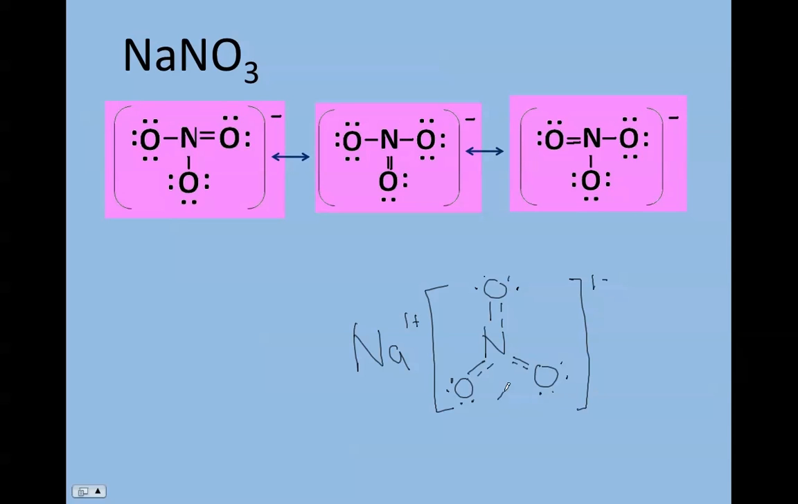So one thing to point out, within the polyatomic ion, we have covalent bonds. And then between the polyatomic ion and the metal, we have ionic bonds. So compounds containing polyatomic ions contain both covalent and ionic bonds.